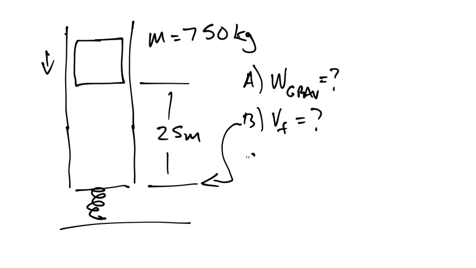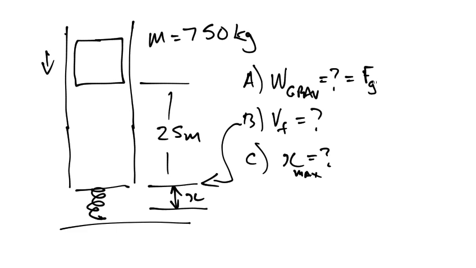So let's say X equals question mark, where X is this distance here that the spring is going to be compressed, maximum compression. Okay? The way we'll do this is it's quite easy. Work is equal to force times distance. Now in this case it's the force of gravity times the distance that it falls.